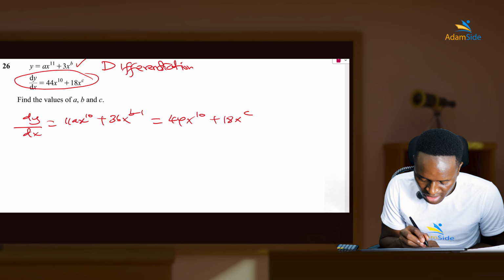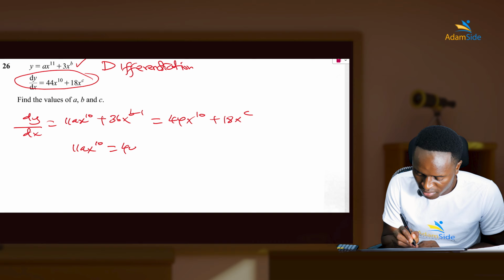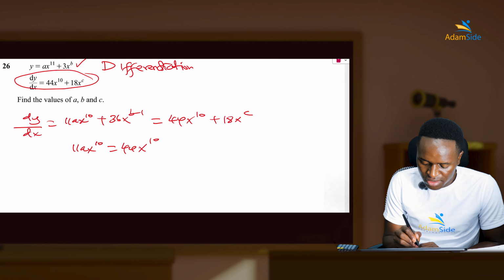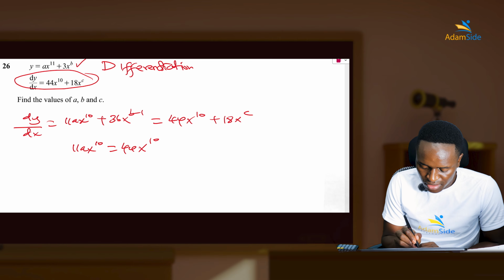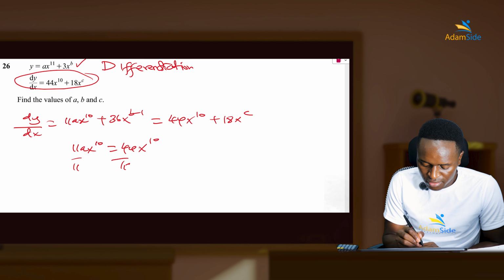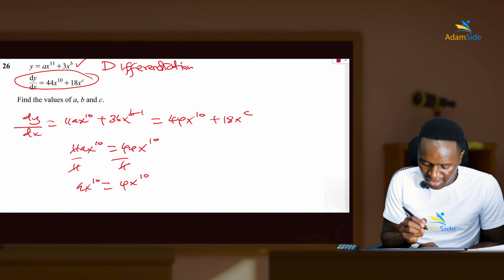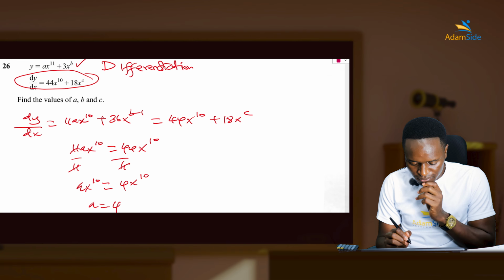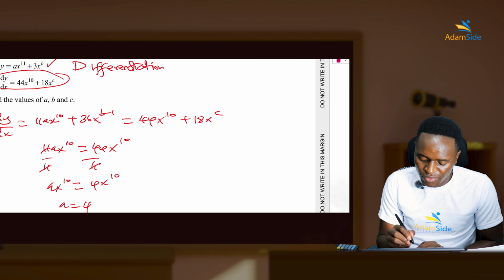So we equate: 11a x to the power 10 is equal to 44x to the power 10. Because they both have the same powers, 11 and 44 we can divide by 11. So we have a x to the power 10 is equal to 4x to the power 10. Therefore, a is equal to 4. That's the first thing we have gotten.